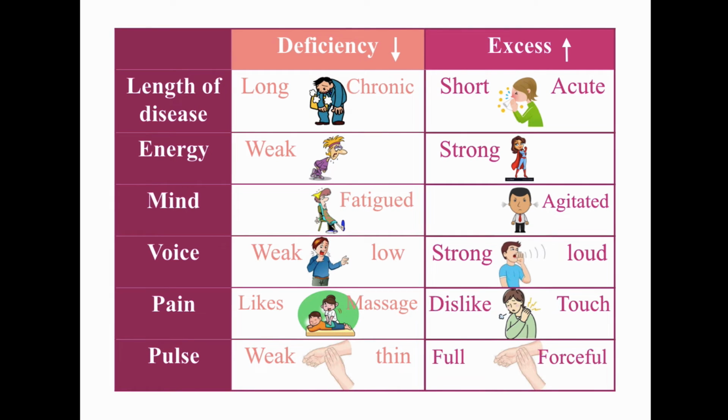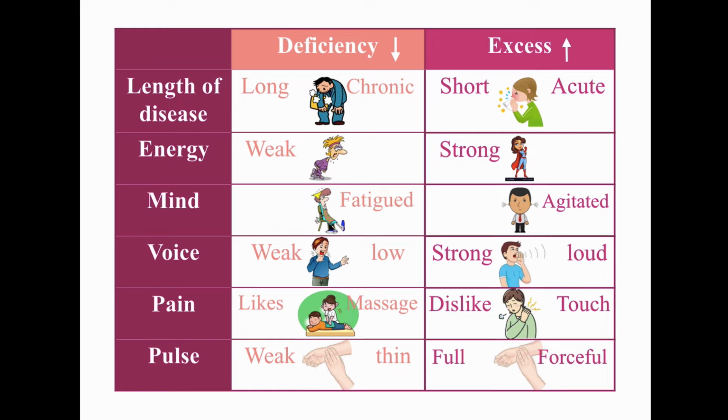The pulse, of course, a deficiency person will have a weak, thin pulse, maybe sometimes deep, right? So the pulse will have no strength to it. It will be very weak, very thin, and then probably deep in some cases as well, depending on the deficiency. An excess pulse is very strong. It's full. It's bounding. It's forceful. It's pushing against your fingers. So it's big. It's large. That would be the difference.